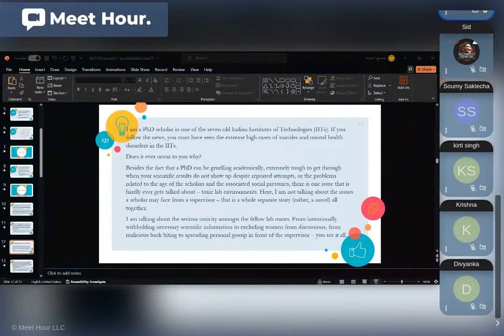Okay, great. So take some time to read this. I am a PhD scholar in one of the seven old IITs. Blah blah blah. Give yourself some time.